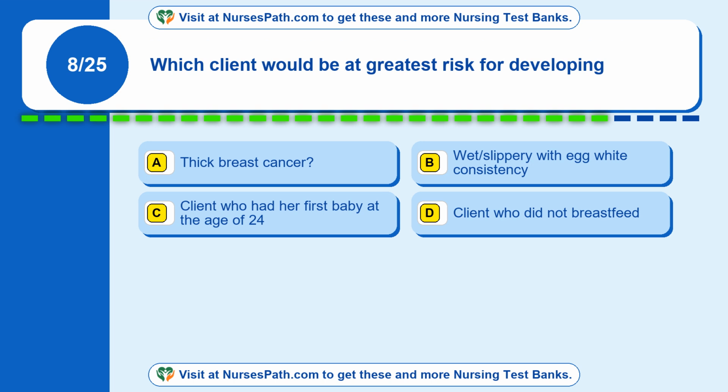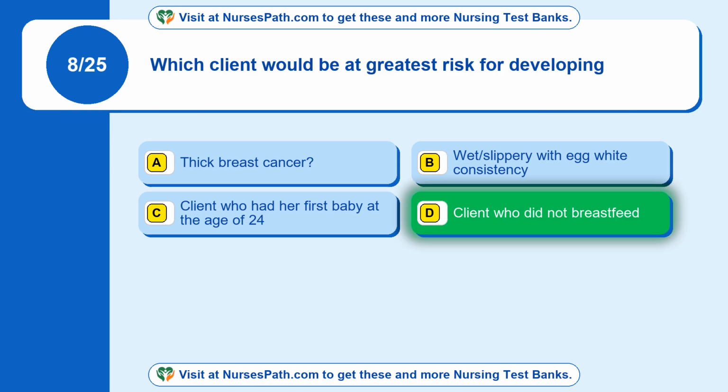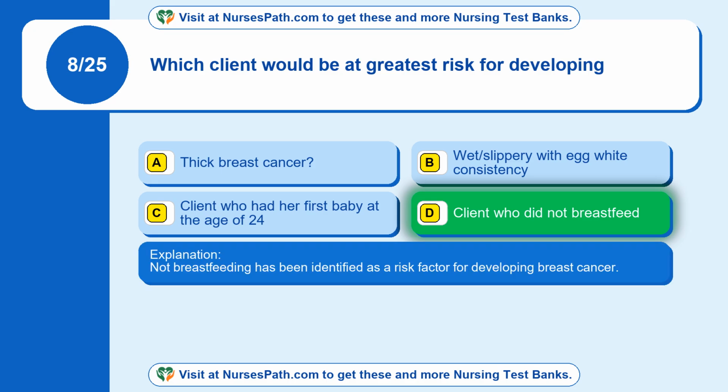Question 8. Which client would be at greatest risk for developing breast cancer? Option A. Thick breast cancer. Option B. Wet/slippery with egg white consistency. Option C. Client who had her first baby at the age of 24. Option D. Client who did not breastfeed. The correct answer is option D. Client who did not breastfeed. Not breastfeeding has been identified as a risk factor for developing breast cancer.